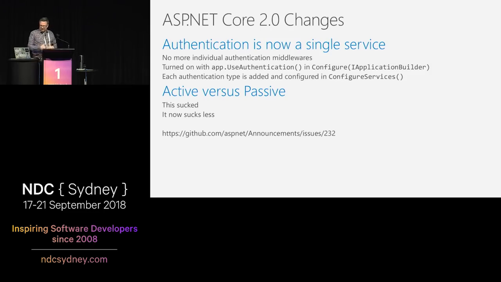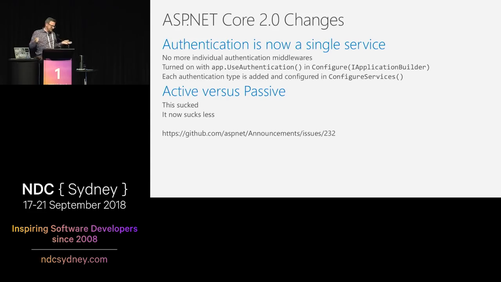So in Core 2, we changed it. So authentication is now a single service. It's not exactly middleware anymore, like I said. It's services within the service. And we have this whole thing between active and passive that was a real mess in 1.0, and we fixed it in 2.0. So this is this whole, I want to choose my default authenticator, and everything else is optional.